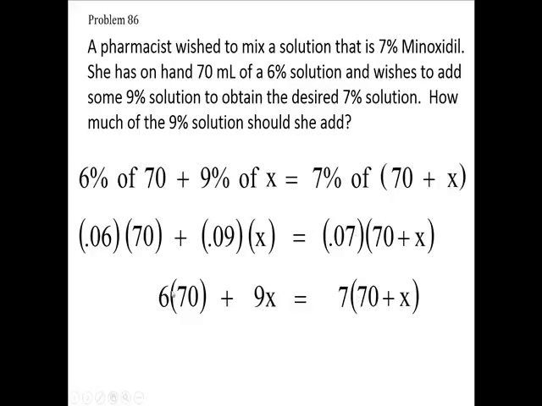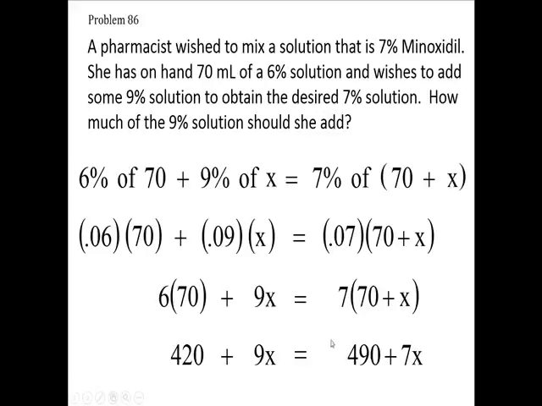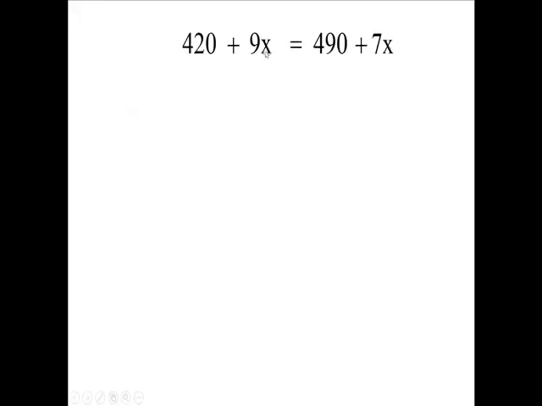So essentially all I did is move the decimal over two places here, here, and here. So now I got 6 times 70 is 420. Bring down the 9x. 7 times 70 is 490 plus 7 times x. We're distributing the 7 onto the 70. There's your 490. We're distributing the 7 onto the x and writing 7x. So this is a much simpler equation than the one I started with, all right? Anyway, let's copy it up here.